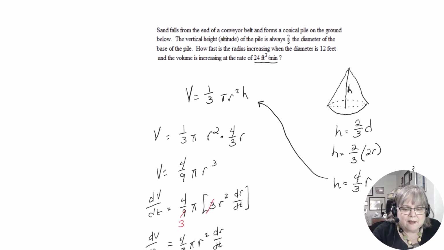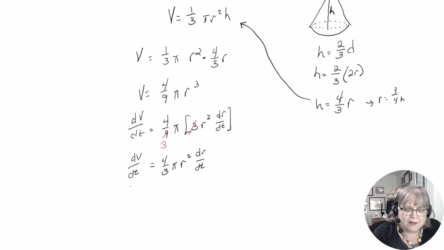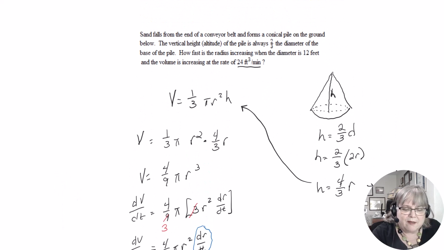So it says, how fast is the radius increasing? All right, now that's dr dt, which means this is what we're expected to find. I have to have values for r and dv dt, right? So that's what we got. dv dt is this 24 cubic feet per minute, right? That's this part right here. And it says the diameter is 6 feet, and I'm looking for r. Well, r is half the diameter, so half of 12 is 6 feet.